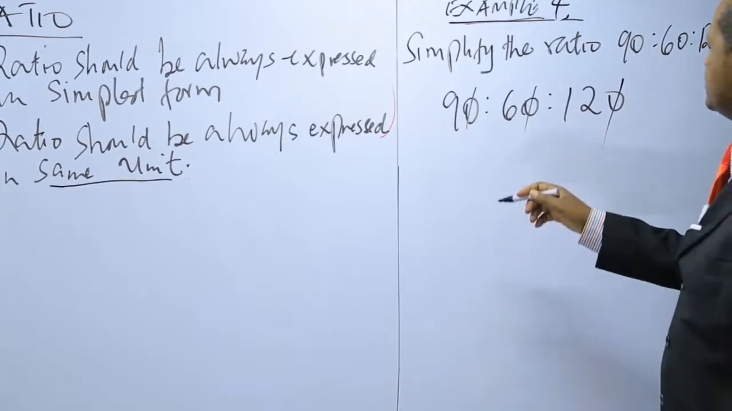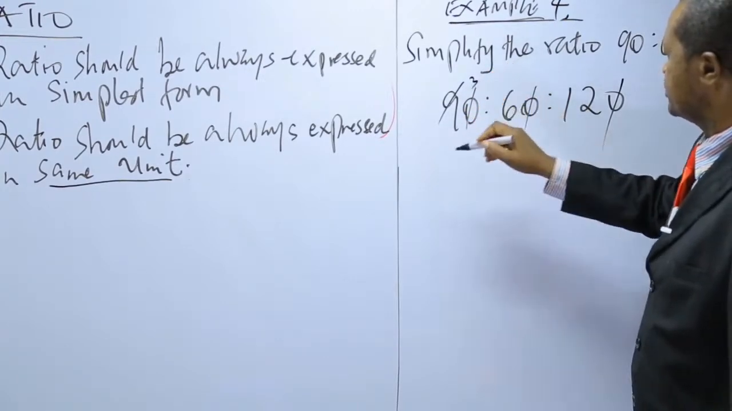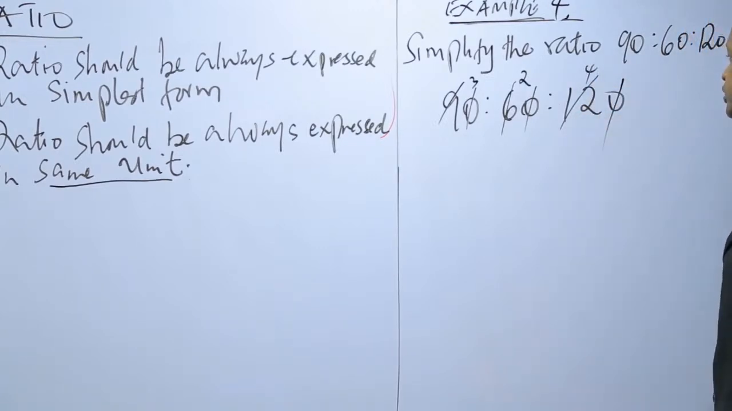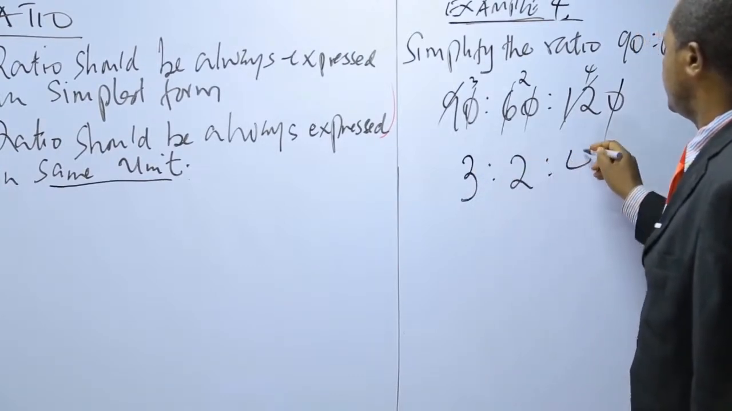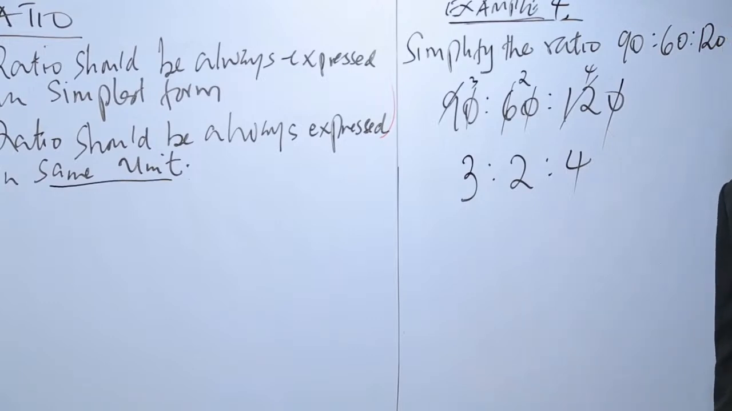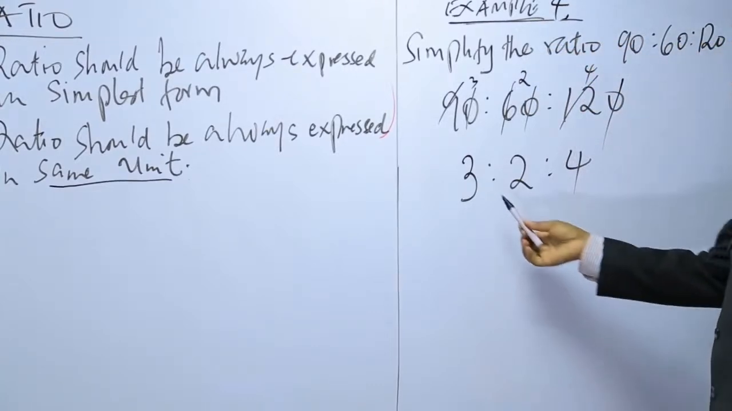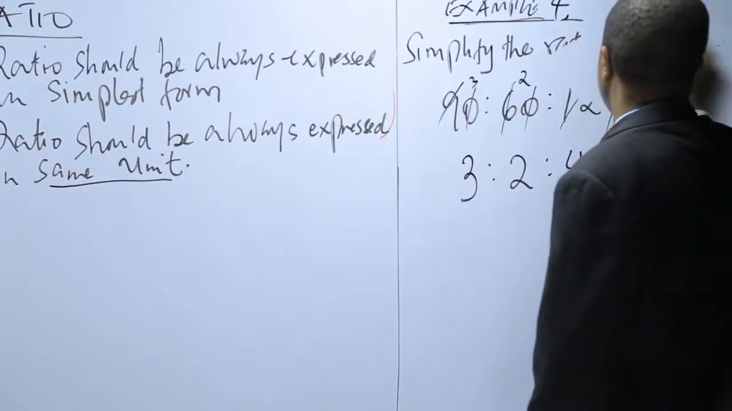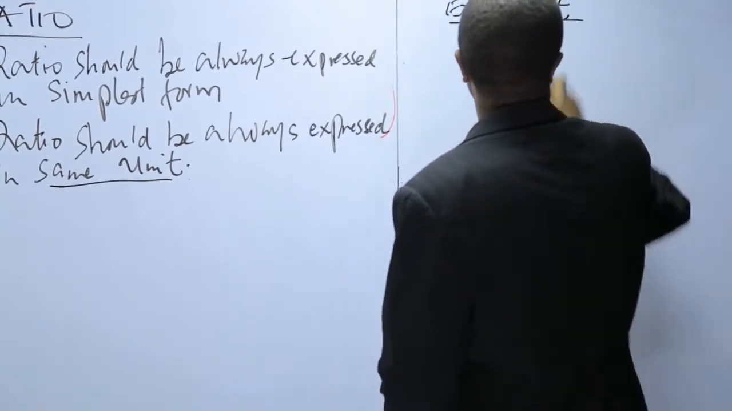Right? 3 goes here, is common. 3 goes here 3 times, 3 goes here 2 times, 3 goes here 4 times. So simplifying the ratio to its simplest form, we have 3 to 2 to 4. Simplify the ratio 90 to 60 to 120 is equal to 3 to 2 to 4. Our last example, example number 5.